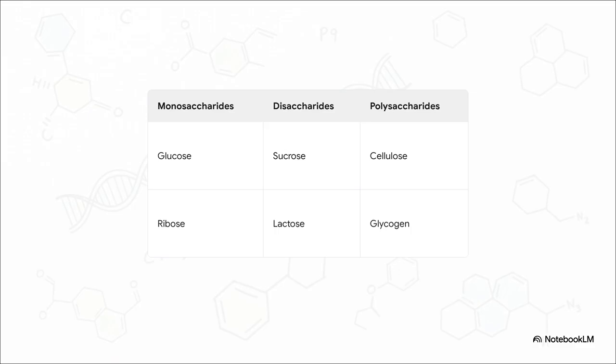And then we scale all the way up to polysaccharides. These are massive chains. In plants, this is cellulose, building plant cell walls. In us animals, we store our carb fuel as glycogen. You'll often hear it called animal starch, safely stored in your liver, muscles, and brain for the exact moment your body urgently needs a glucose hit.